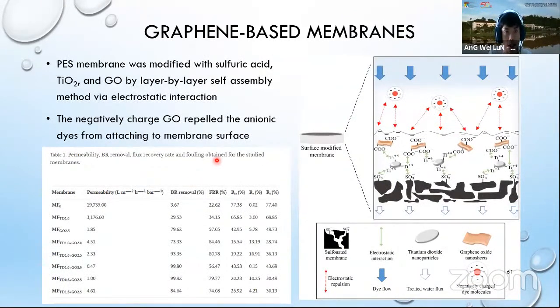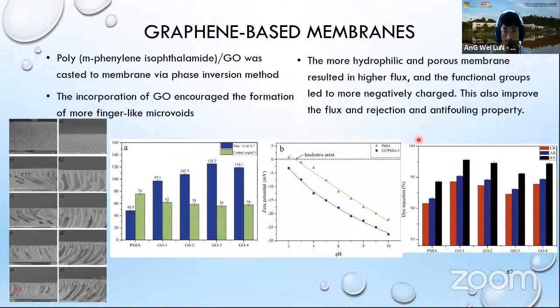So this is another example of combinations of graphene oxide in the membrane surface. So they put the graphene oxide in the synthesis of the membrane. Because of the negative charge of the graphene oxide, it will repel the negative charge pollutants from coming to the membrane surface. And then this one I'm just going to highlight on the structures.